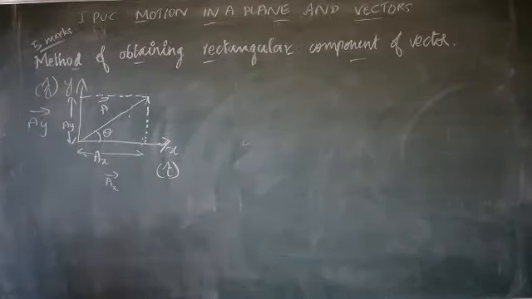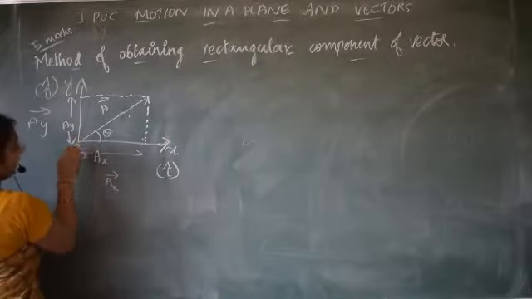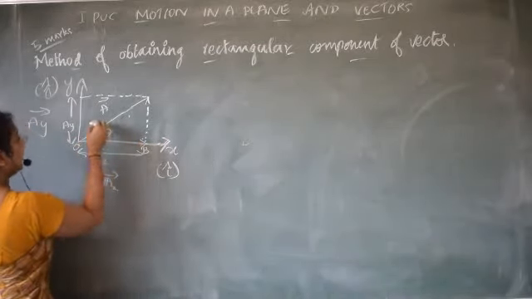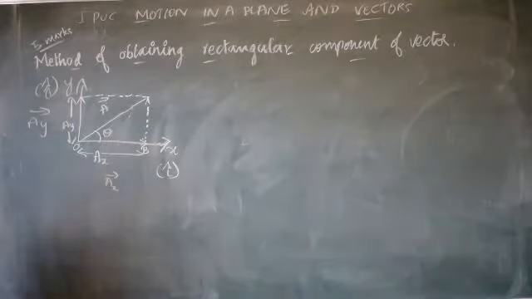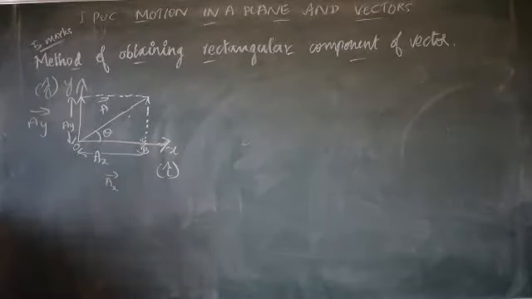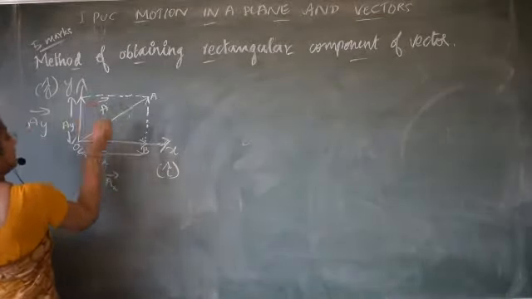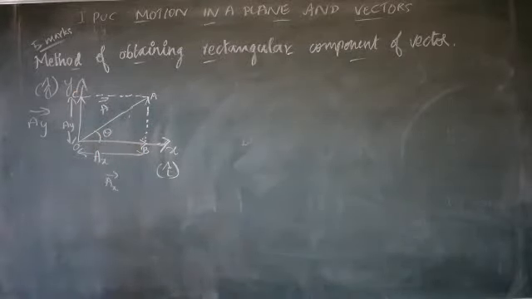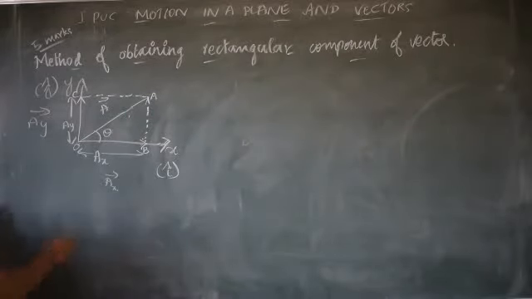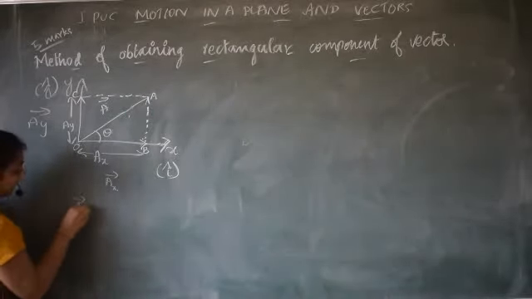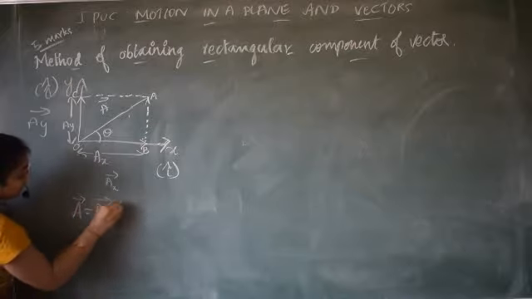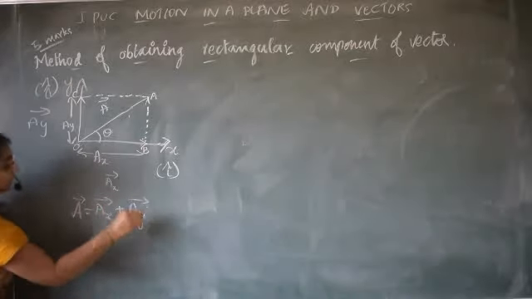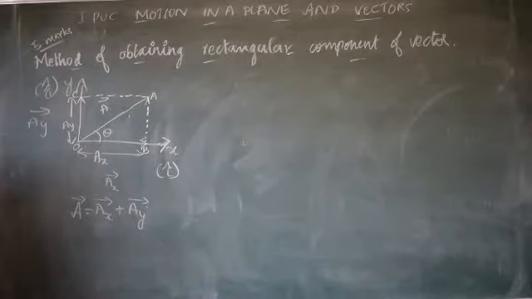See, correct? Am I right? So let me mark it as O, then here which letter should I use? Let me mark it as A, B, C. Okay. OB and OC, correct? Now can I write vector A is equal to vector Ax plus vector Ay according to the parallelogram law of vector addition?